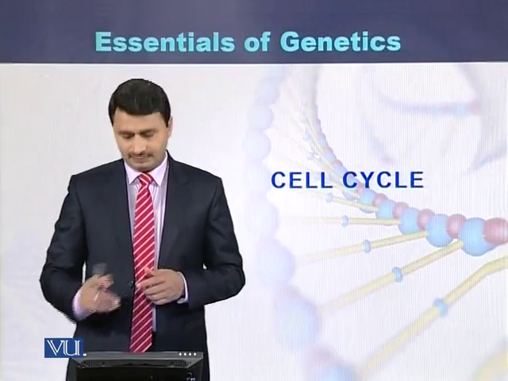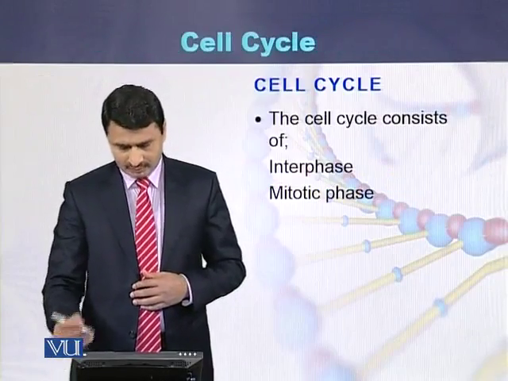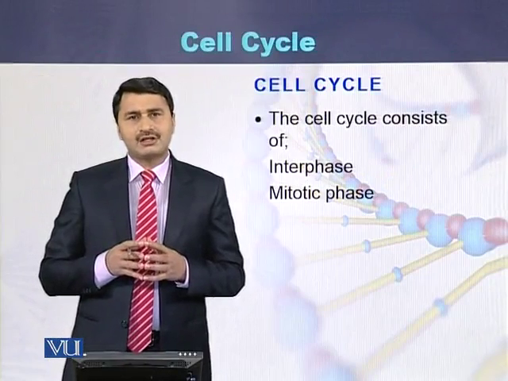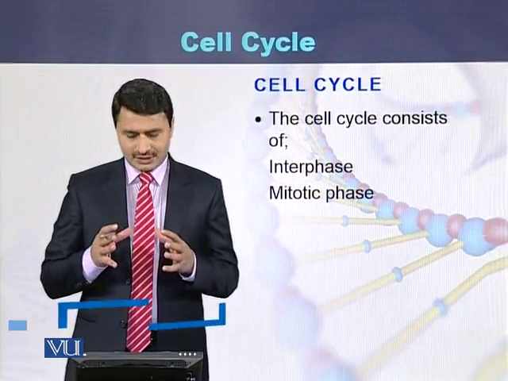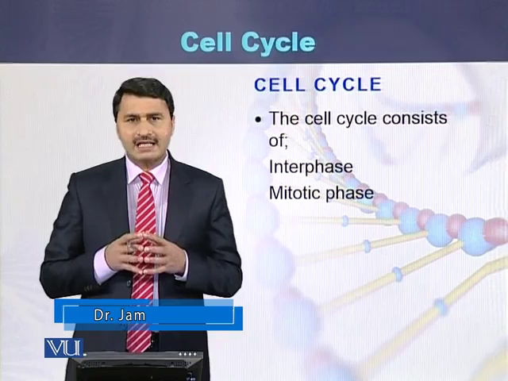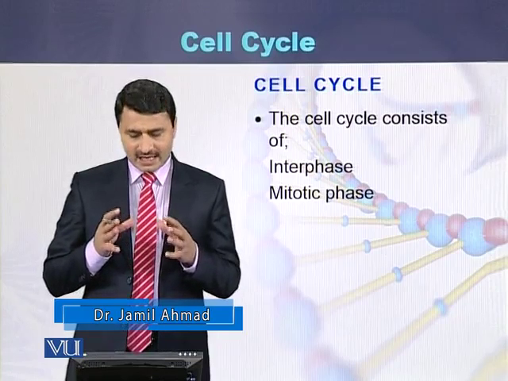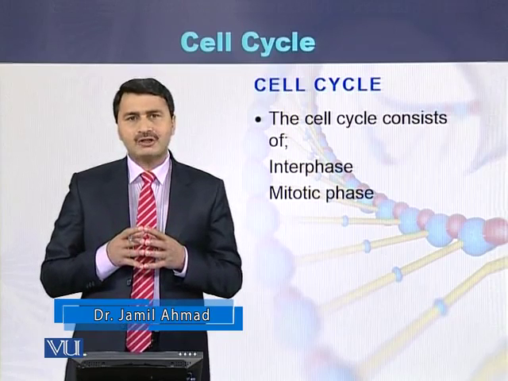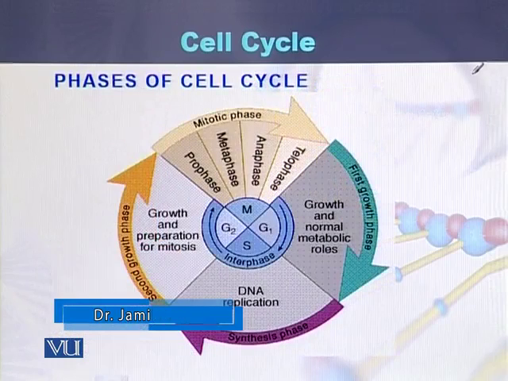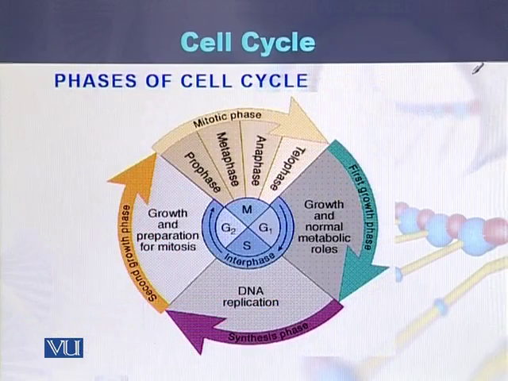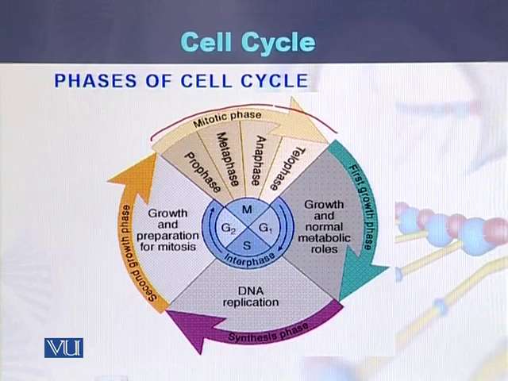Cell cycle. Cell cycle consists of two phases. One is called interphase and the second one is called mitotic phase. If we see in this diagram, there are two phases. One phase is called mitotic phase, while the second phase is called interphase. So this is the interphase.